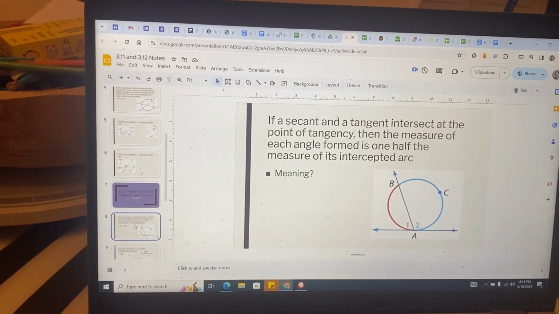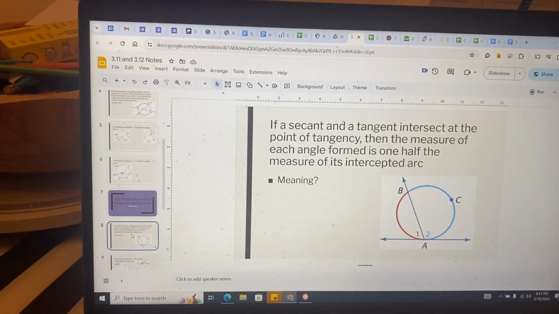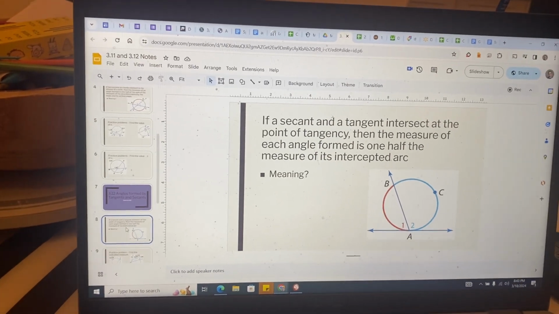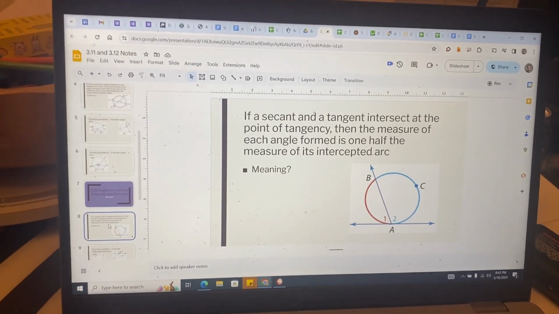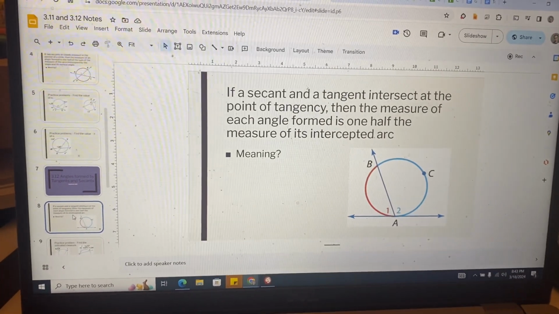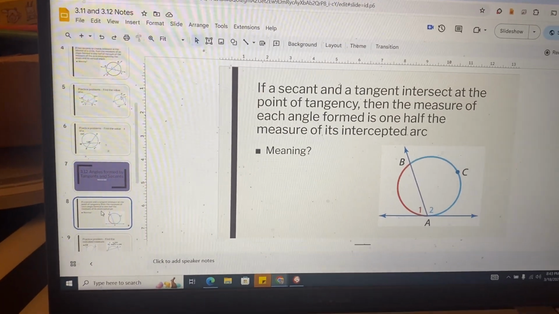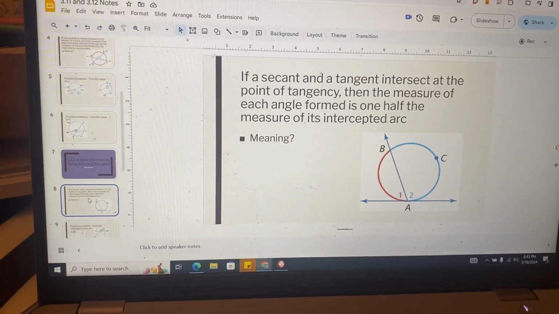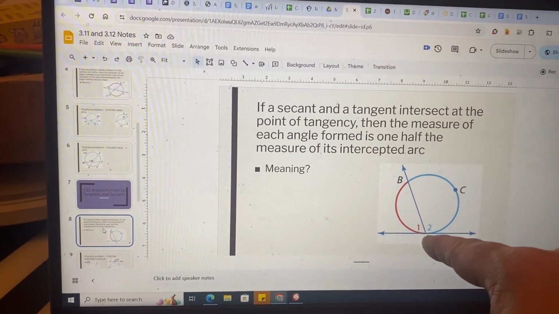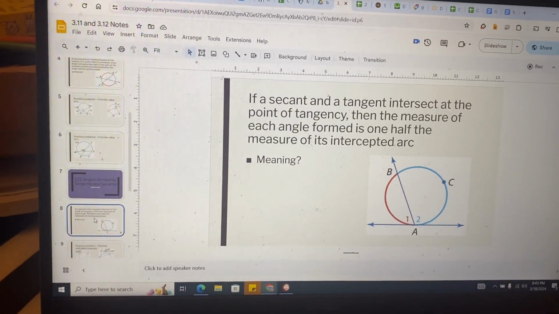If a secant and a tangent intersect at the point of tangency, the measure of each angle formed is 1/2 the measure of its intercepted arc. I've always felt that this was kind of misleading on this one. Honestly, this works exactly the same as if you have an inscribed angle. Remember, we talked about inscribed angles on Monday. So this would be like an inscribed angle. The vertex is on the circle itself. It just so happens that one part of the angle goes to the outside.